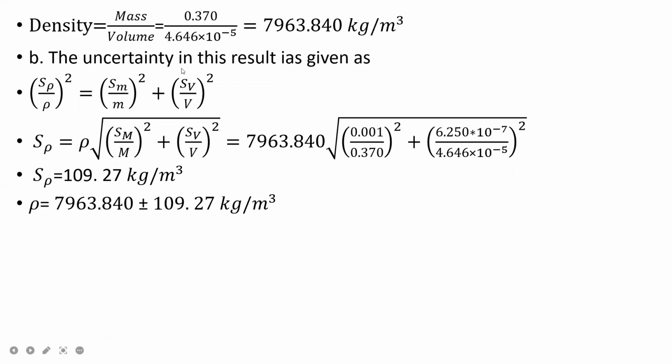Now the next thing is to find the uncertainty in the results, that is, the uncertainty in the density. We have three variables here: density, mass, and volume. To calculate the uncertainty, we use the same formula you came across in previous examples. We make the uncertainty in the density the subject of the formula. There we multiply the error in mass over the mass, squared, plus the standard error in volume over the volume, all squared, to get the error in the density of the material of the sphere.